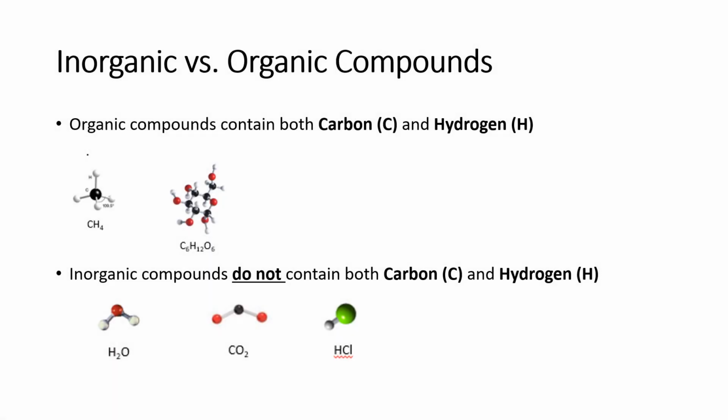In biochemistry, what makes a compound organic versus inorganic? Well, very simply, organic compounds contain both carbon and hydrogen, with carbon being the foundation. So you can see there's two compounds here. Methane, which is CH4, contains carbon and hydrogen, therefore it's organic. Glucose, which has carbons and hydrogens among other elements, is organic because it contains carbon and hydrogen.